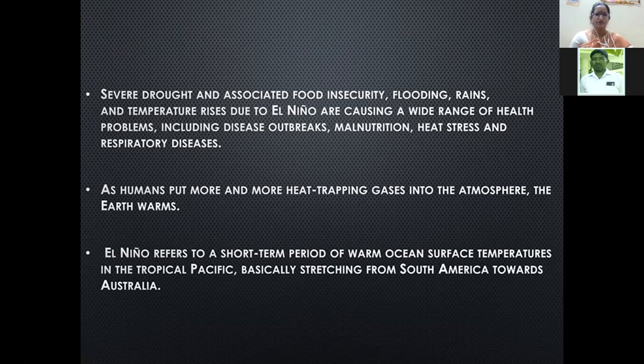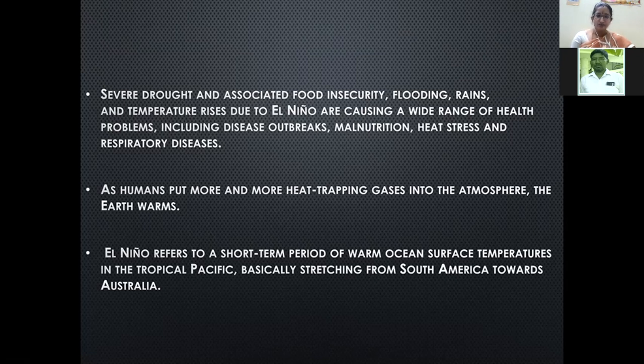So El Nino refers to a short-term period of warm ocean surface temperatures in the tropical Pacific, basically stretching from South America towards Australia. So west of South America towards Australia, what do we see? It is a short-term period of warm ocean surface temperature, only surface temperature, in the tropical Pacific region. It is stretching from South America, moving towards Australia.